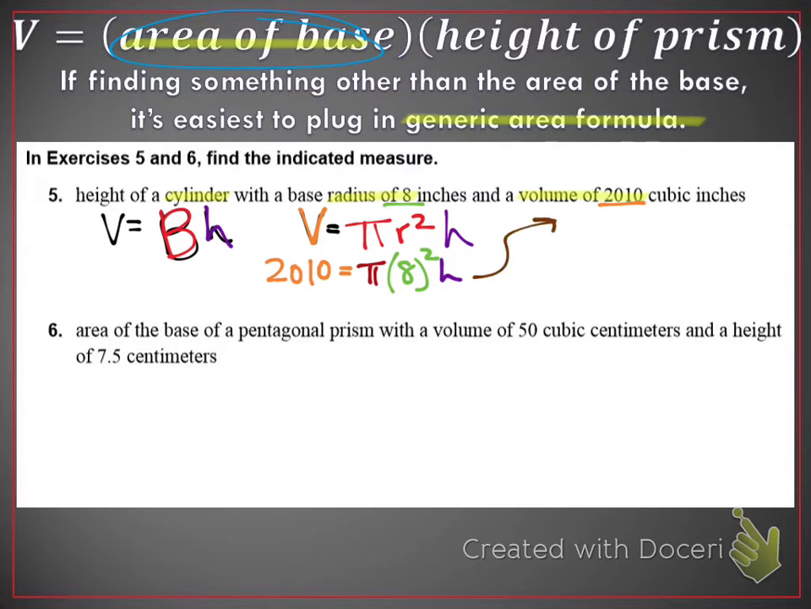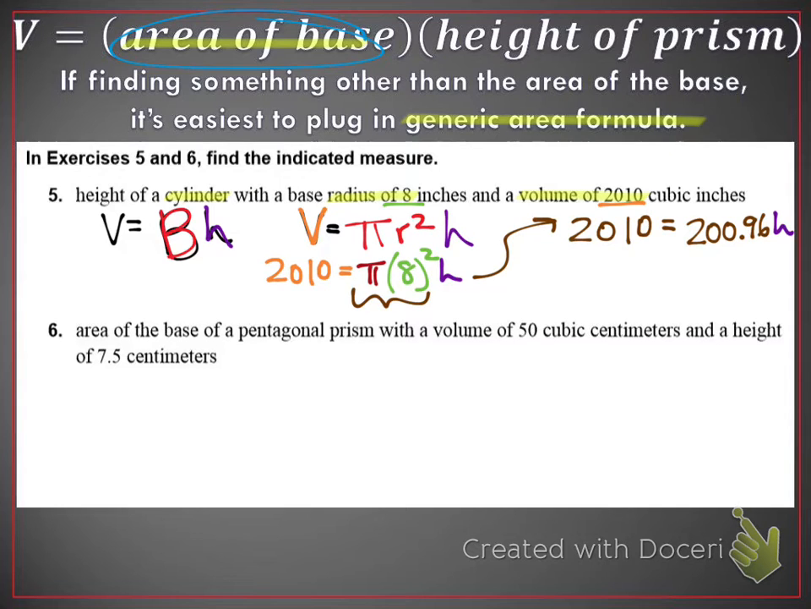All right, so I'm going to write this up here. 2010 equals, even though you're using a scientific calculator, you should be typing in 3.14. So 3.14 times, what's 8 squared? 64. 3.14 times 64 is 200.96, and then the h just stays right next to it. So all we did was multiply pi, 3.14, times 8 squared.